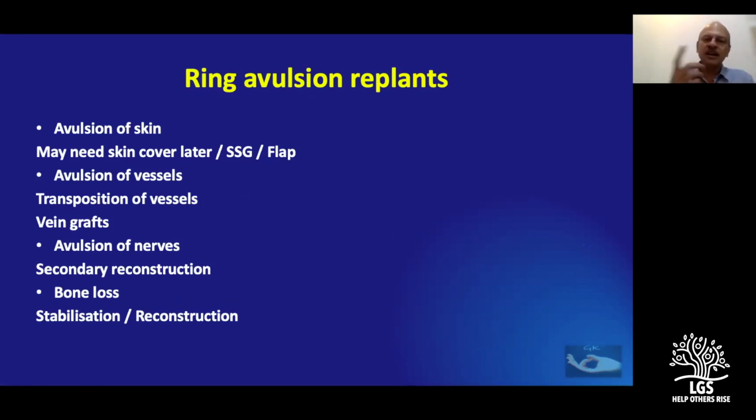you can do a transposition of a vessel, of an artery from a neighboring finger or the same finger, as we have seen. Supposing there is a ring avulsion amputation of the ring finger, which is very commonly seen, one artery from one side will usually be long. That can be transposed to the other side distal segment, so that you can avoid a venous graft. Then avulsion of nerves. So you may need to do a secondary reconstruction there.